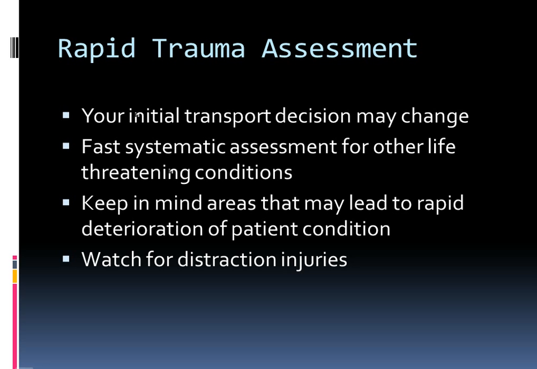Fast systemic assessment for other life-threatening conditions. So this is where you put your hands on your patient, look at them fairly quickly, checking radial pulses. If they don't have radial pulses, they have brachial pulses. Do they have femoral pulses? Do they have carotid pulses?